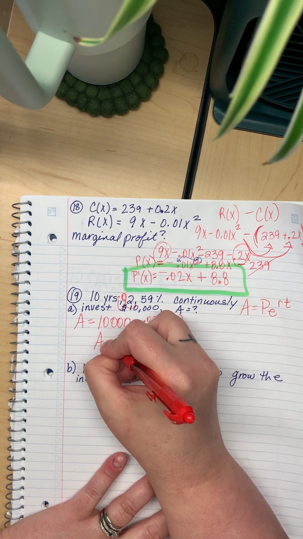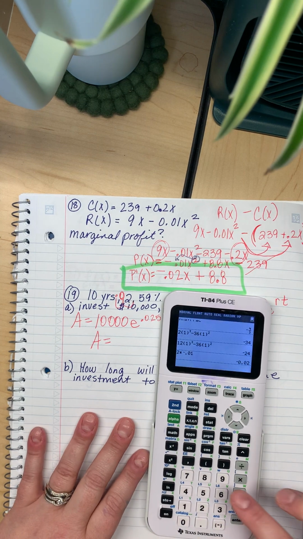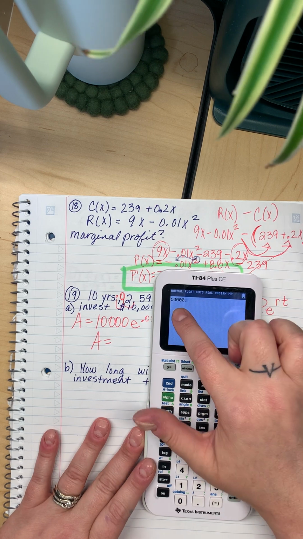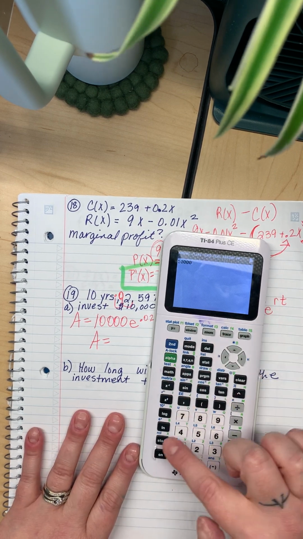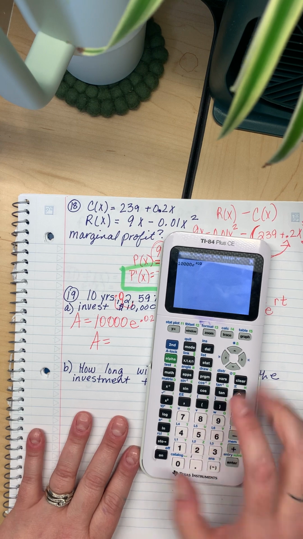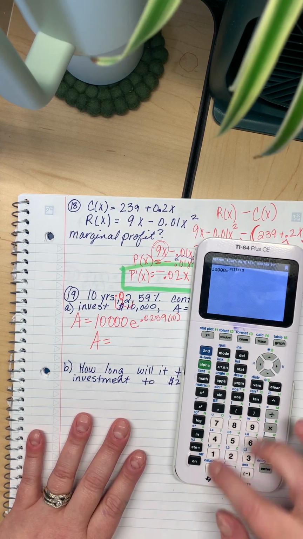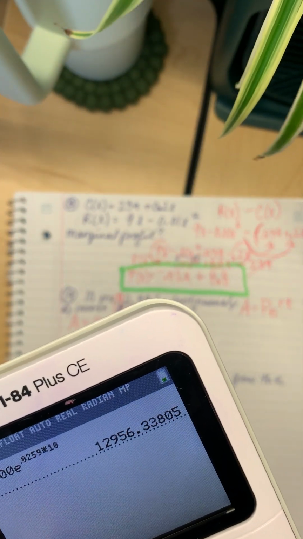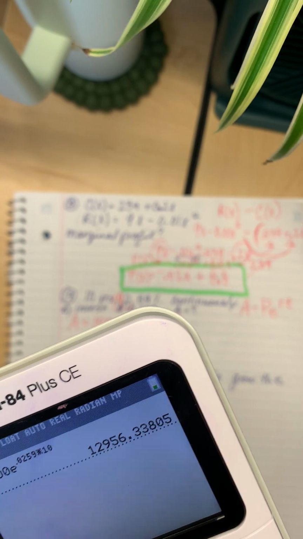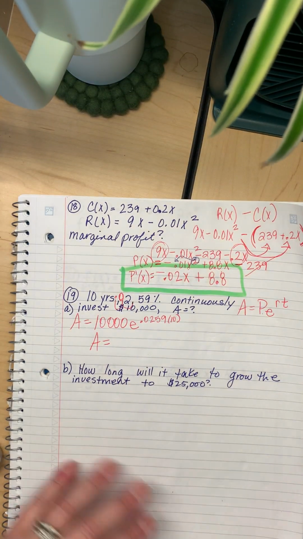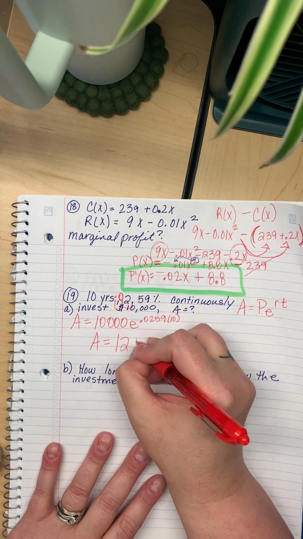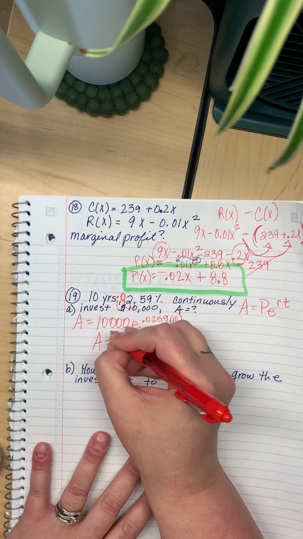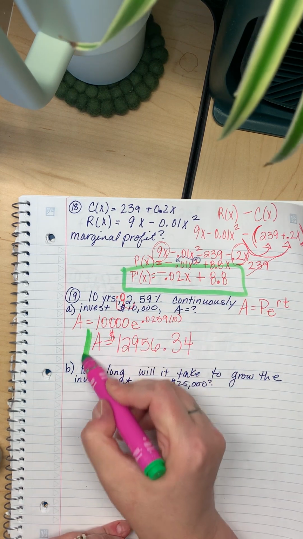And then we just slap this in the calculator, and since we're talking about money, we're going to round like money. So 10,000, and then to get e, you press second, LN, 0.025 times 10. And then we press enter, and we get 12,956.34. So 12,956 point, round like money, honey, 34. And hey, done with that one.